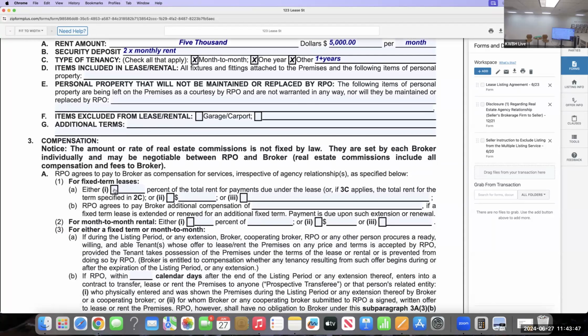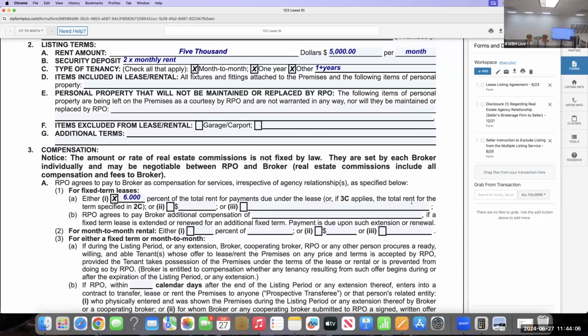All right, how much am I making here? I don't know, I'm going to do a 6% lease. Either 6% of the total rent for payments due under the lease, or if 3C applies. So what's 3C? That's the type of tenancy, okay? Total rent for the term specified in 2C. So the total rent for the term specified, yes. Okay, for a fixed month-to-month rental, I'm going to get 50% of 1 month. Now, I'll help you guys with this when it's time for you to do it. Don't worry. But I'm just showing you what I do. This is my process if I'm going on a listing appointment right now for a lease.